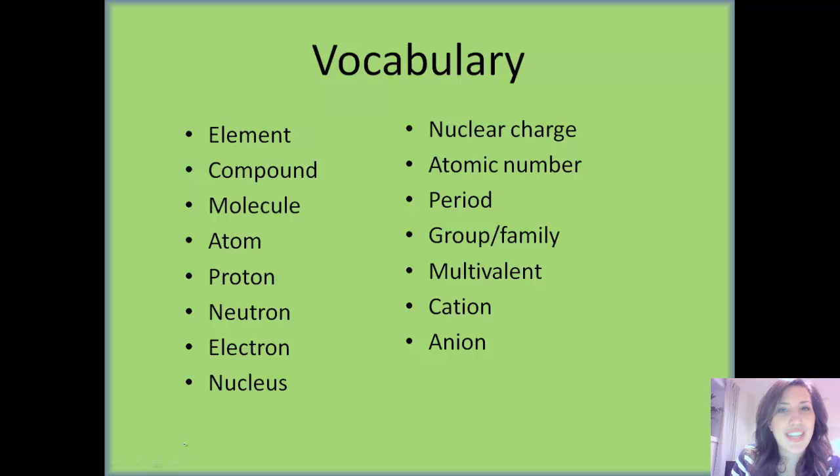Here are some words that I'd like you to know and not just memorize, but also understand how these words work together, and can you display your learning of these words, for example, in a diagram or a picture. So all of these words on the screen we will be talking about today.